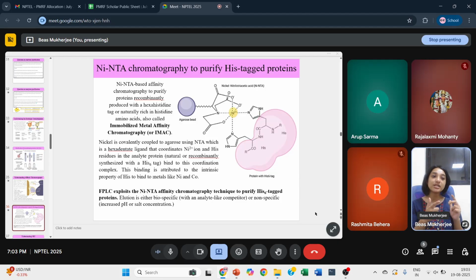FPLC means fast protein liquid chromatography, that is its full name, and elution is either biospecific. Biospecific means that you can use free imidazole molecules in the elution buffer. You know that imidazole binds to nickel, and when you add free imidazole rings, it is more mobile and smaller, so it easily displaces your protein of interest and binds to the nickel. Or it can be non-specific, that is increasing the concentration of salt. That weakens the Coulombic interactions and the other interactions and makes sure that the protein is eluted.